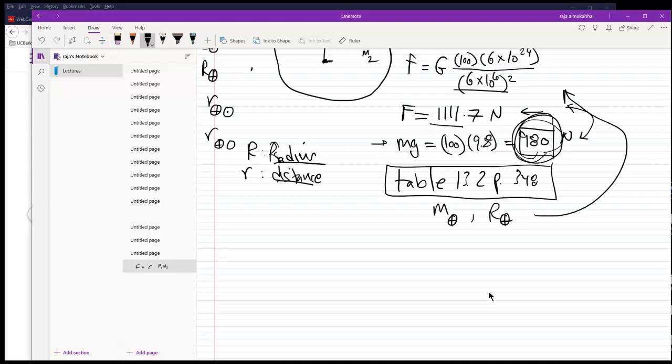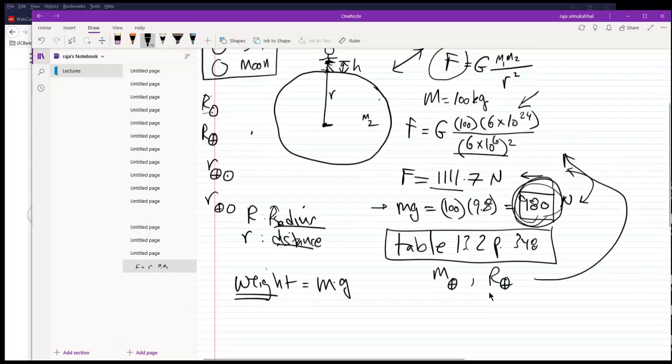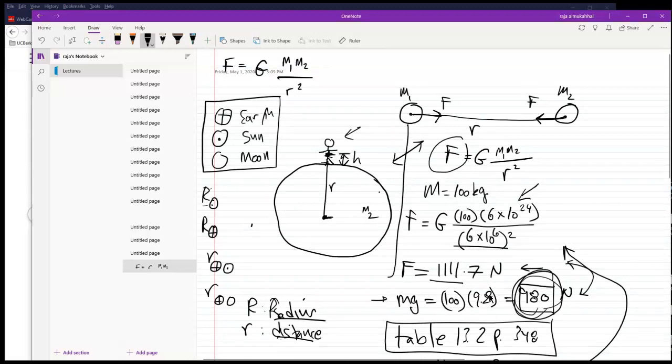So anyway, in other words, what I'm saying is, what is weight? Remember we said weight is equal to mg. So what is weight? Well, weight is the amount of force that you are being pulled by the Earth. Well, that's exactly what's going on here. This person is standing on the surface of the Earth, and so he is being pulled toward the center of the Earth. So that would be basically weight. In other words, this formula right here is nothing but mg as well, m1g for that matter.